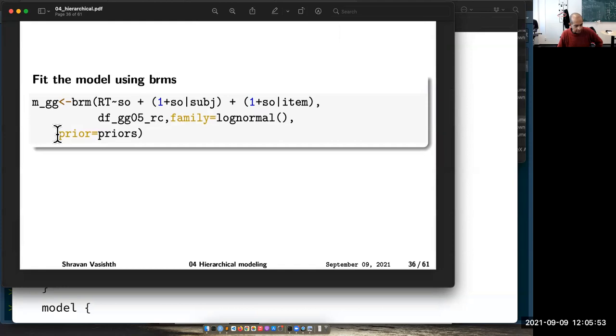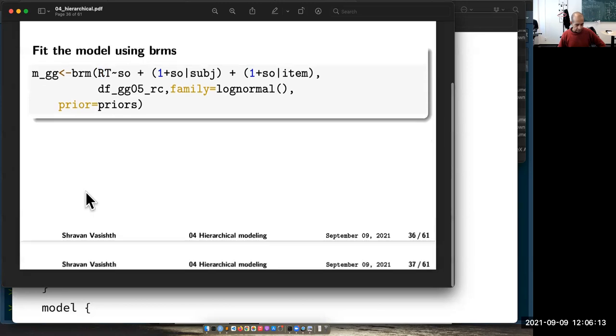All I say is with BRM, I'm going to use a log normal likelihood. Notice that the dependent variable is not log RT. It is RT in milliseconds because that's what the log normal produces. It produces the exponentiated data. And so this is my maximal model, the so-called maximal model with the log normal likelihood and the priors.